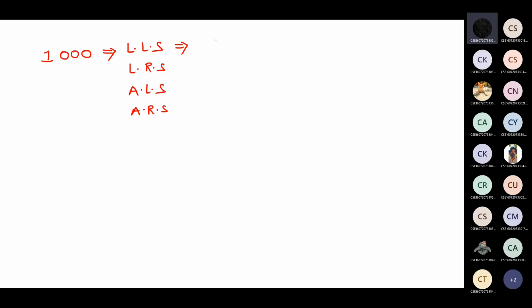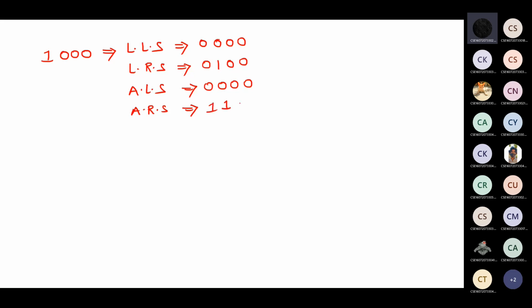First answer, logical left shift. 0 0. All zeros. Next, logical right shift. 0 1 0 0. Next, arithmetic left shift. 0 0. Next, arithmetic right shift. 1 1 0 0.